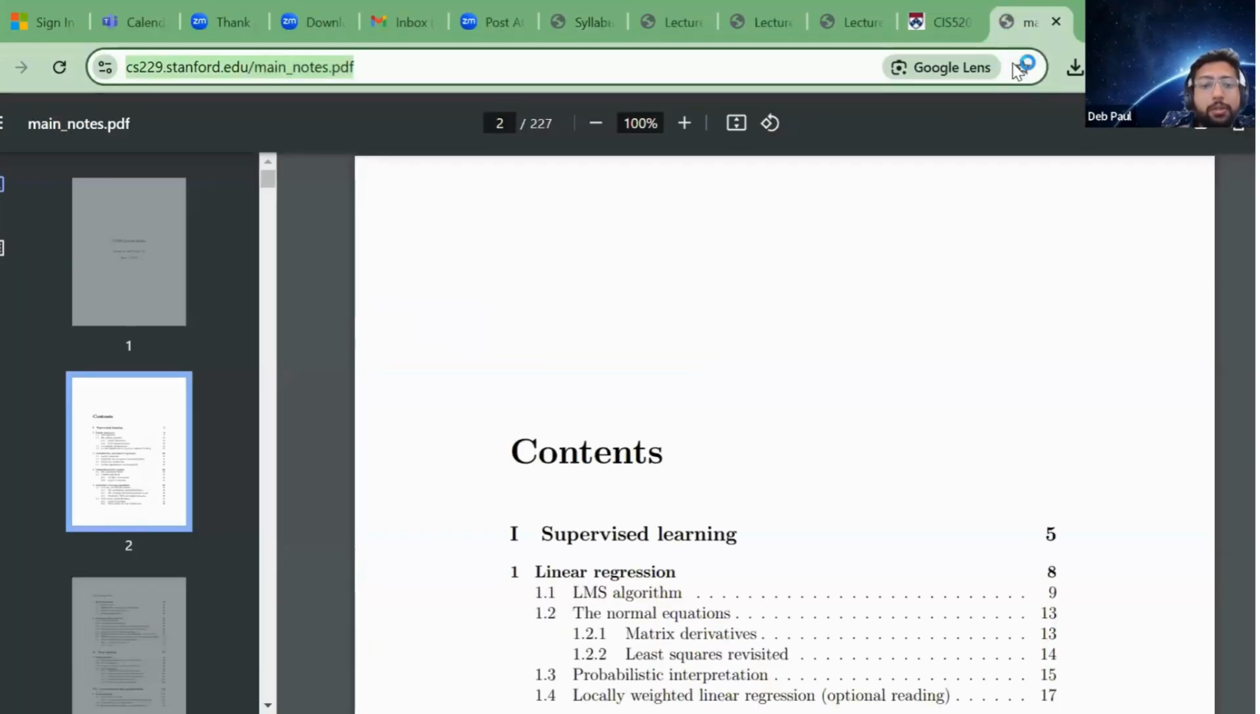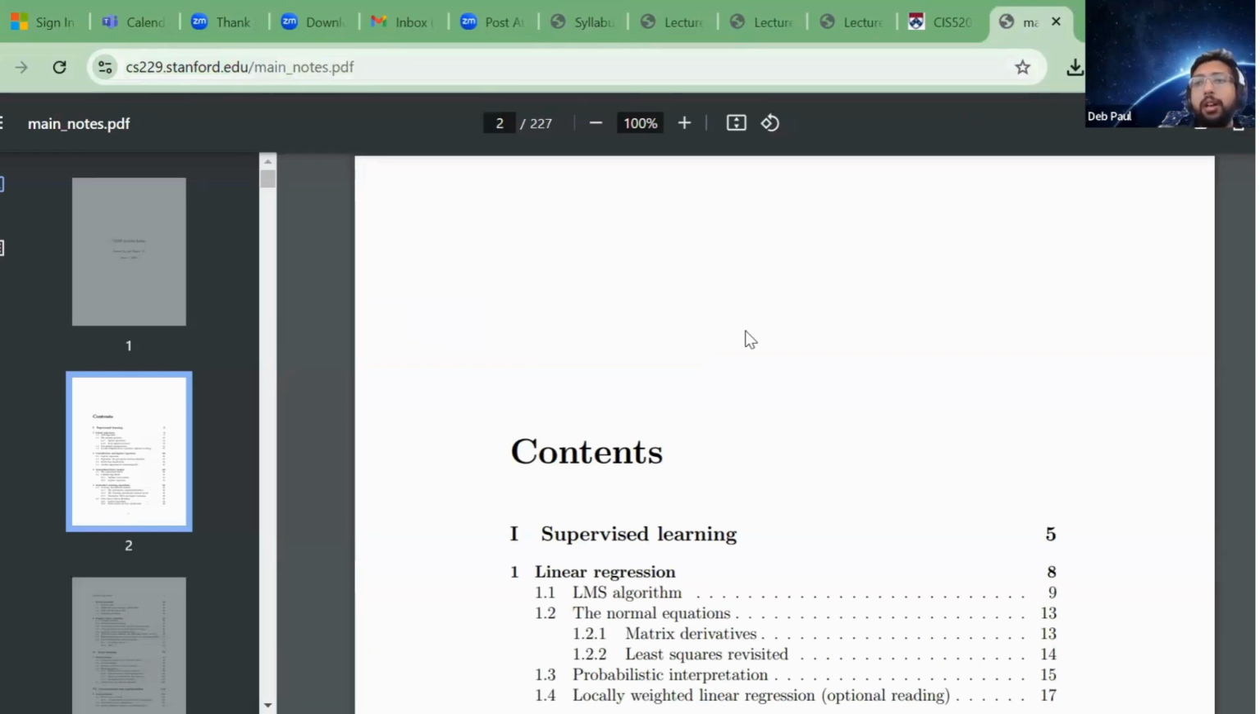I think this is the CS 229 lecture notes. Again, you don't have to take a note of this right now. I'll share this again on the GitHub page. I think the meeting is getting recorded. Yeah, I think it's getting recorded. Okay, cool. Let's get started.